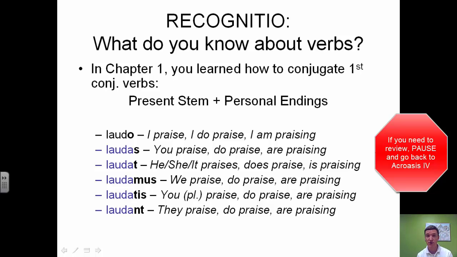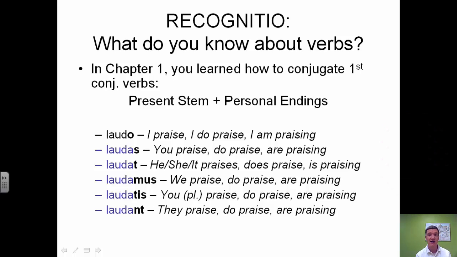So laudo, I praise, I do praise, I am praising. Laudas, you praise, do praise, are praising. Laudat, he does. Laudamus, laudatis, laudant. And again, that's all review. You've seen this very same thing. You can find this very same example in your textbook in chapter 1.